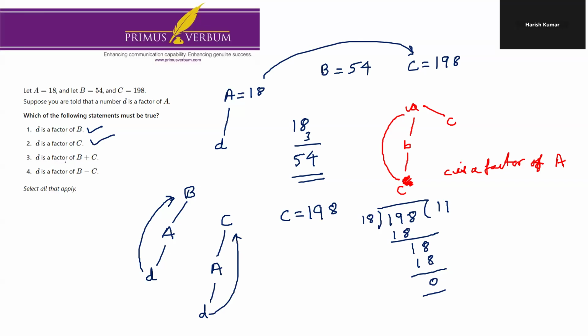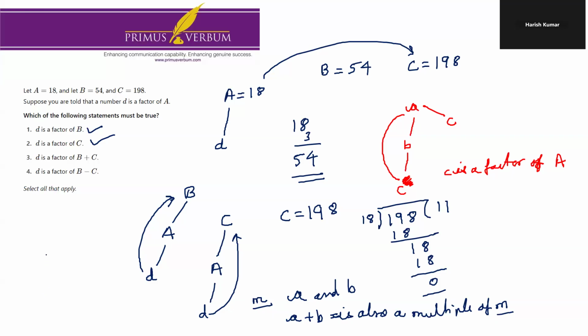What about the third one, D is a factor of B plus C? This one is simple, because if two numbers, let us say A and B, are multiples of another number M, then A plus B is also a multiple of M. Or to put it the other way, if M is a factor of A and B, M is also a factor of A plus B.